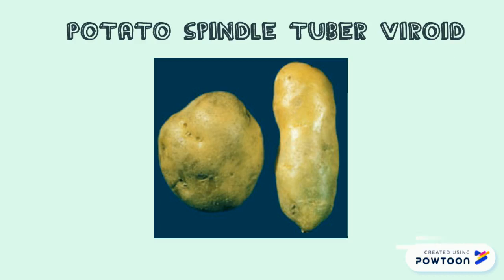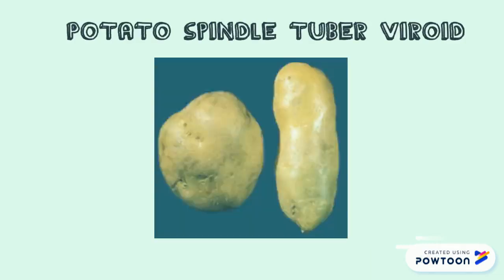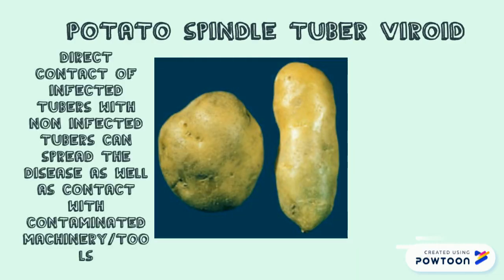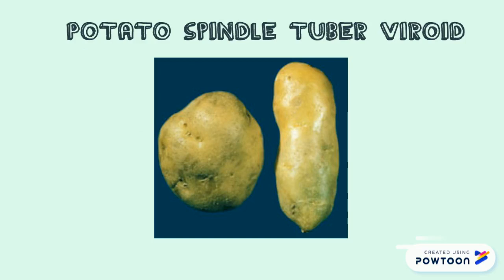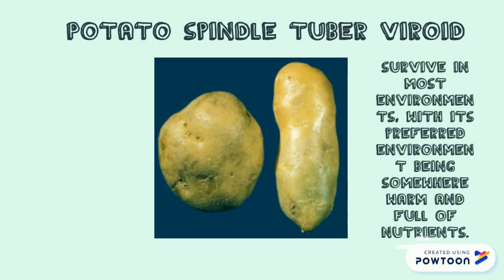This disease can spread across potatoes through contact with each other. This means that direct contact of infected tubers with non-infected tubers can spread the disease, as well as contact with contaminated machinery or tools. It can also spread through generations through infected tubers. This disease is a pain to deal with and can survive in most environments, with its preferred environment being somewhere warm and full of nutrients.